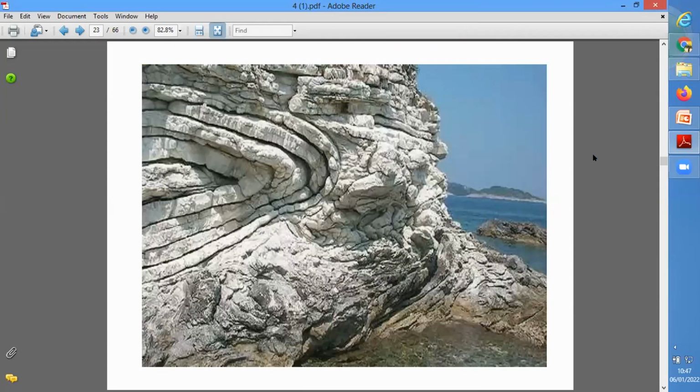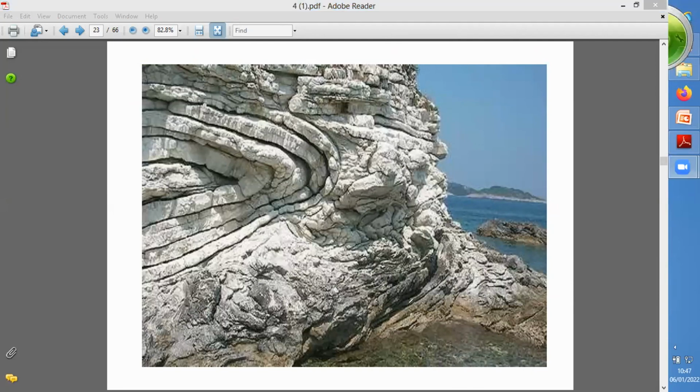Now it is a recumbent type of the fold. Okay, where the fold axis or axial plane is horizontal. Now when you look here, this is the axial plane which is horizontal, and the sides, that is the limbs of fold, are also horizontal, which remain parallel to the axial plane. Okay, this and this. So this is a recumbent type of the fold.